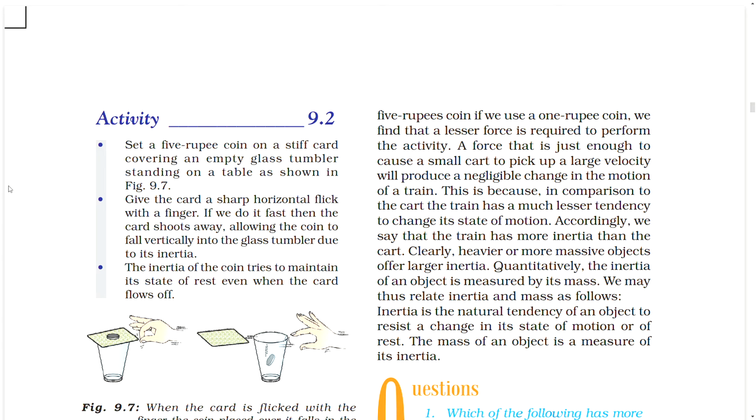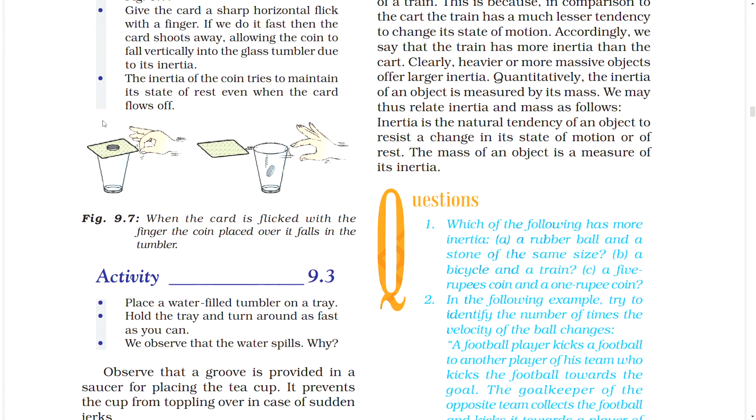Activity 9.2. Do this. Set a 5 rupee coin on a stiff card covering an empty glass tumbler standing on the table as shown in the figure. Give the card a sharp horizontal flick with a finger. If we do it fast, then the card shoots away, allowing the coin to fall vertically into the glass tumbler due to its inertia. The inertia of the coin tries to maintain its state of rest even when the card flies off. Figure: when the card is flicked with the finger, the coin placed over it falls in the tumbler.